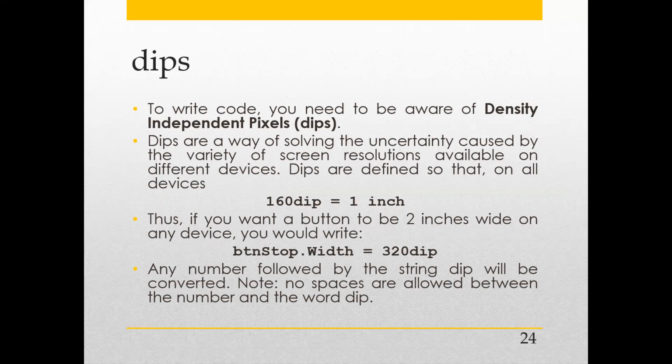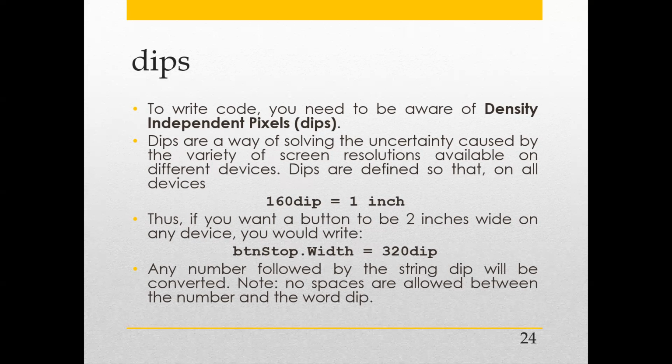Finally, an app developer must be careful of DIPs when designing an interface for a mobile application. The abbreviation DIPS generally stands for Density Independent Pixel. To write code, you need to be aware of the density independent pixels. DIPs are a way of solving the uncertainty caused by the variety of screen resolutions available on different devices. DIPs are defined so that on all devices, 160 dip is equal to 1 inch.